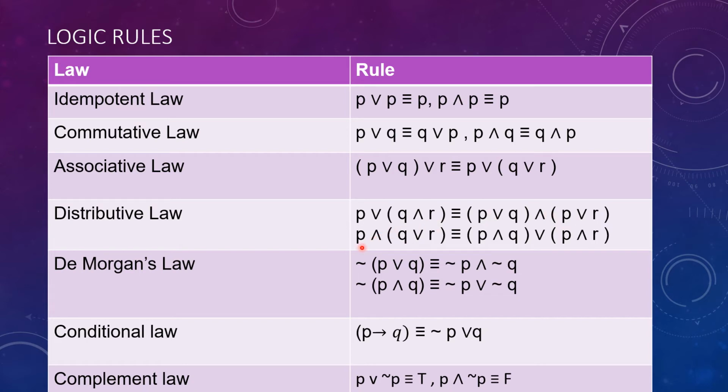Same way, I can apply the distributive law to this bracket also. It is P and (Q or R). So it becomes P and Q or P and R. You can see here, P and Q or P and R. Again, if I take P and common, I get Q or R.